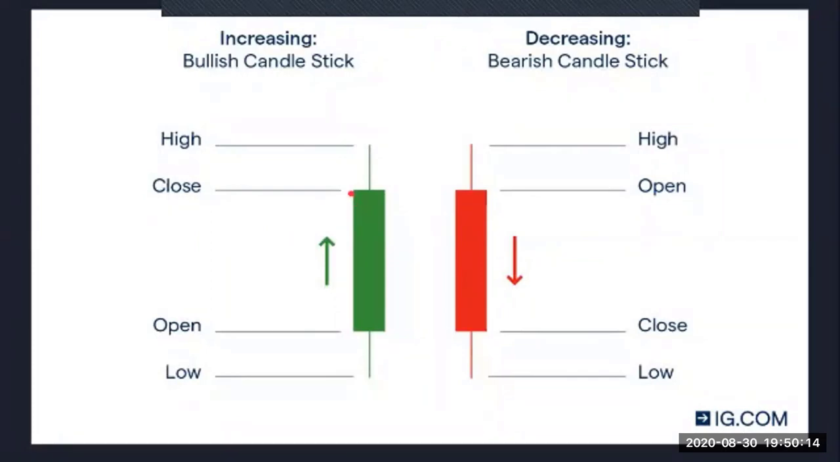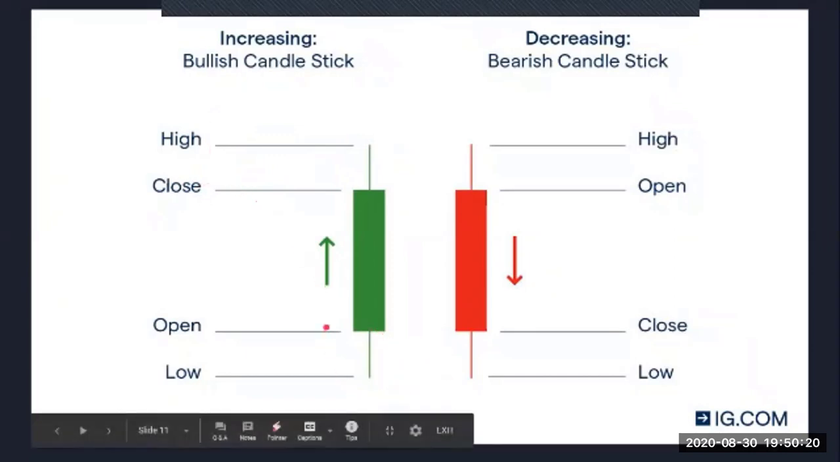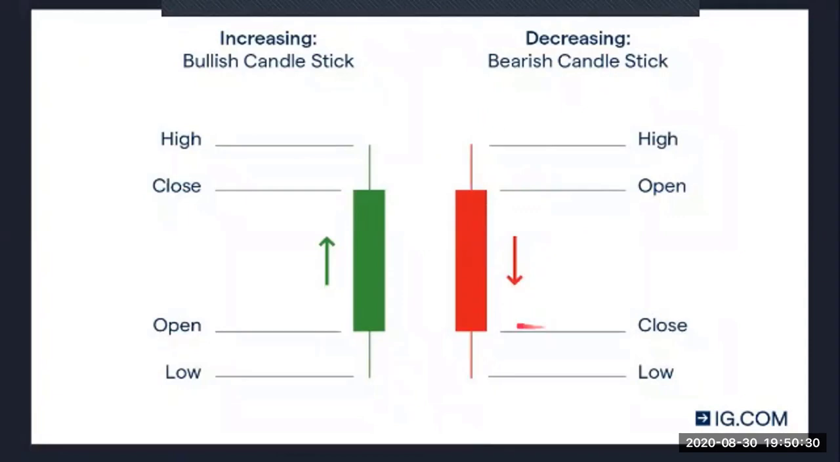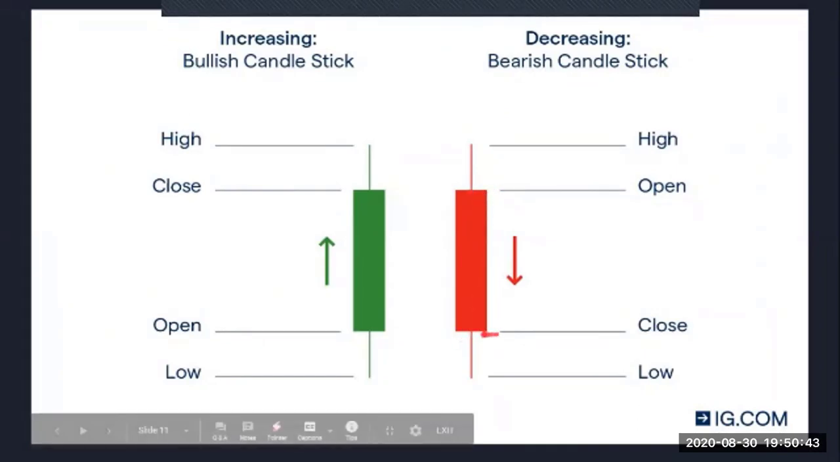So the close will be the same as the high. They just show you points, same as if it opens on the low of the session. So that's what it is. So the bearish candle is flipped. The open is usually, that means a bearish candle, that means the price actually decreased. So you see that the open is on top and the close is below.